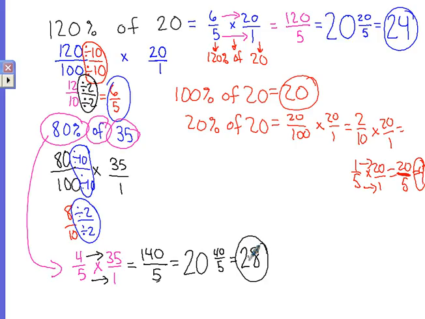So when you're finding a percent of a number, always make sure to turn the percent into a fraction. It helps to reduce it before you do the operation, but you can reduce it or simplify it at the end as well if that is easier for you.